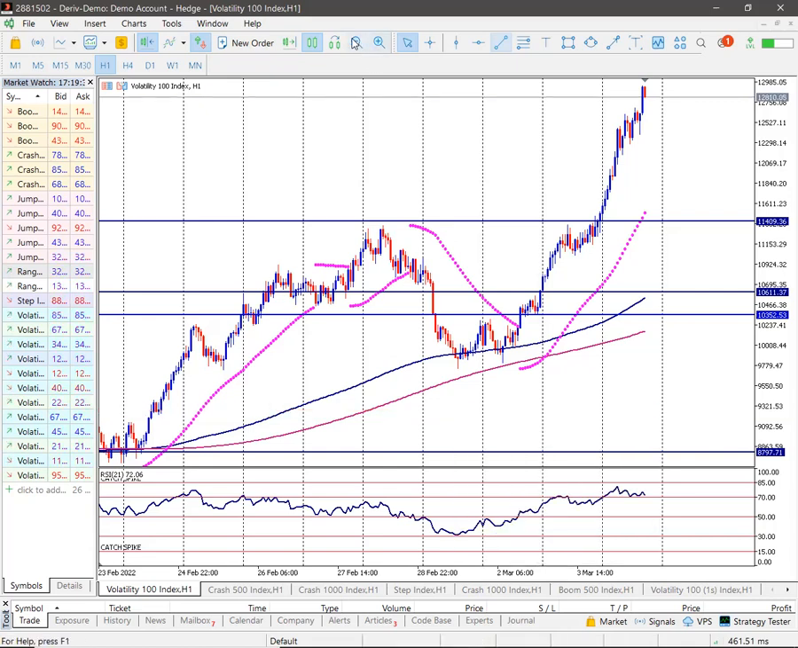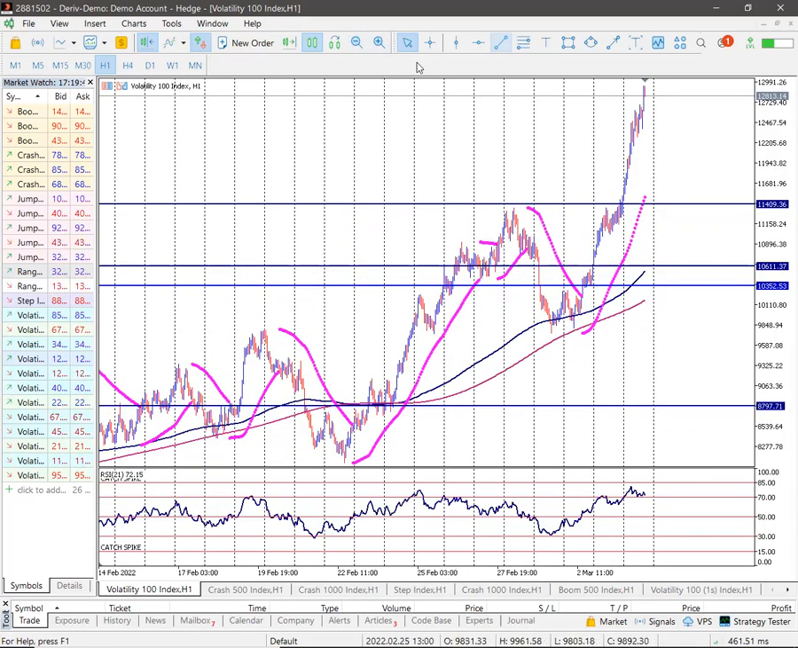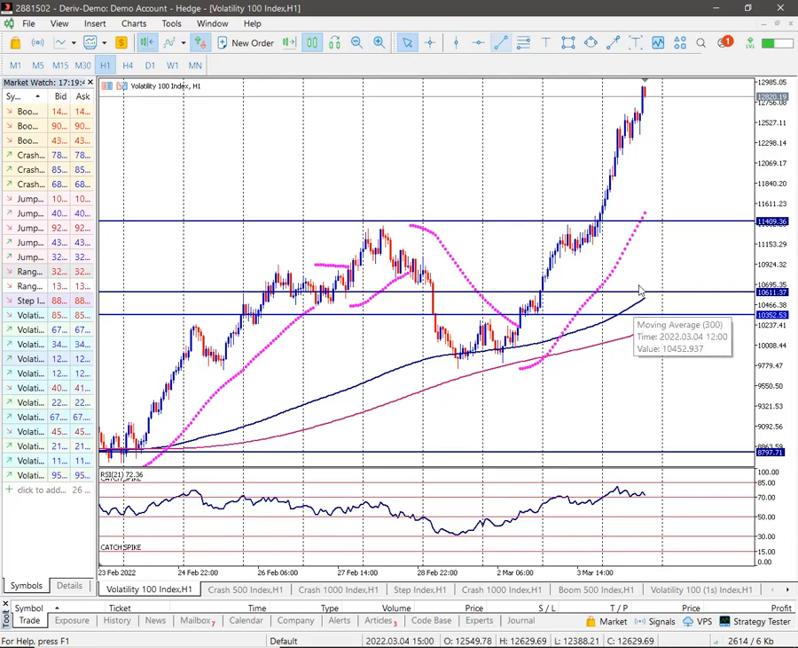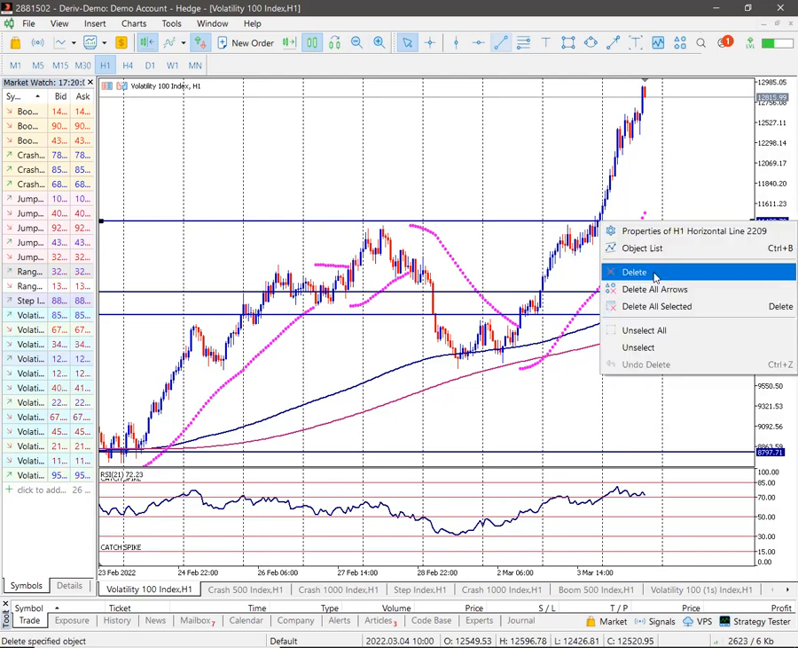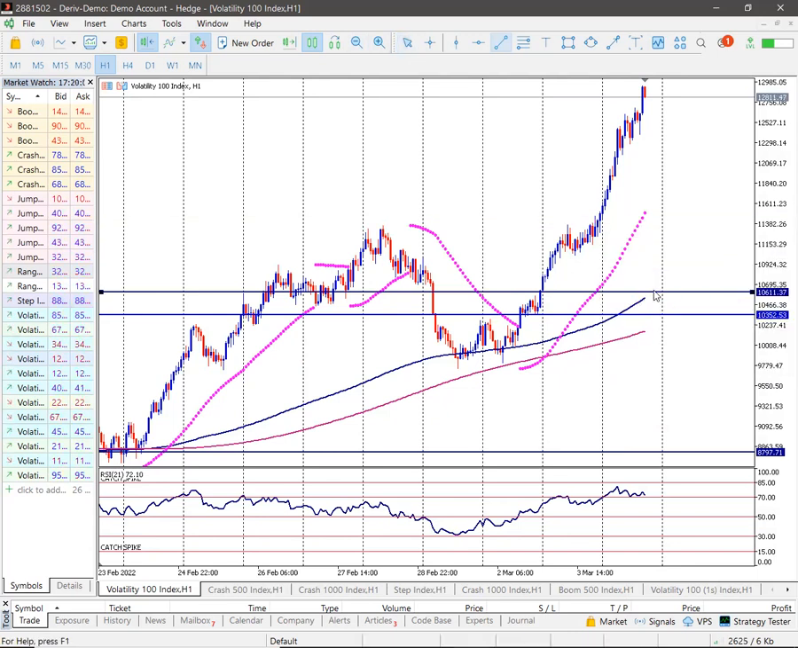The purpose of these moving averages is that whenever the market is away from them, like in this case, where the market is here, you can see the gap between the moving average and the price is very huge. So you start looking for a sell. In this case, start looking for a sell. Like in my scenario here, this is Volatility 100. I'll be selling this. Okay, so this is the first thing.